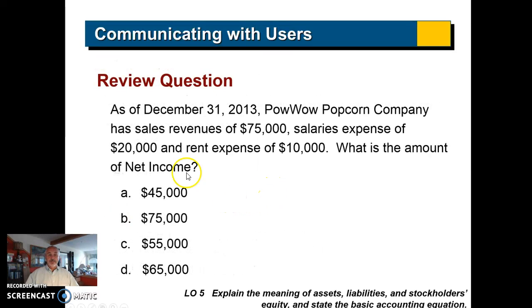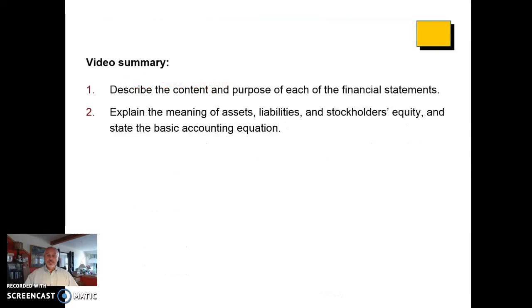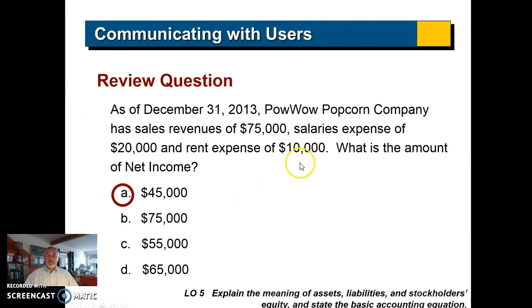Let's do one last one. As of December 31st, Powell Popcorn Company has sales revenues of $75,000, sales expenses and rent expense of $10,000. Now we're solving for net income. If you remember the income statement, it's revenues minus expenses. Our revenues are $75,000. Our expenses are $20,000 and $10,000. So if we take 75 minus 20 minus the 10,000, then our net income is 45,000.